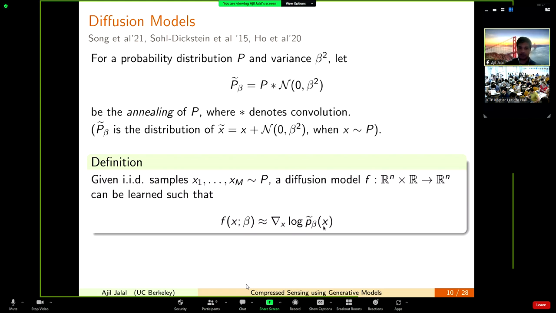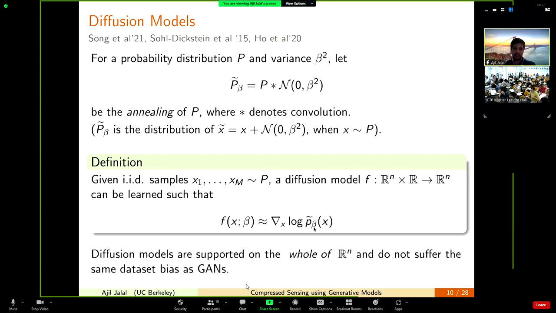And the key point in diffusion models is that they are trained to map x over various beta. So you can pass in a range of betas, and it will approximate the gradient of the log annealed distribution at that noise variance beta. And since these diffusion models are supported on the whole of Rn, they don't suffer the same capacity problems that GANs do. And what we observe is that they also don't exhibit the same data set biases observed in GANs.